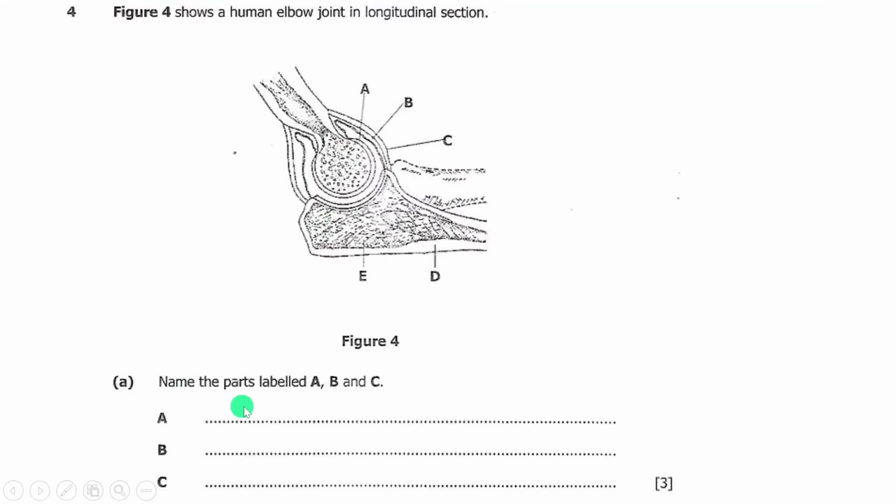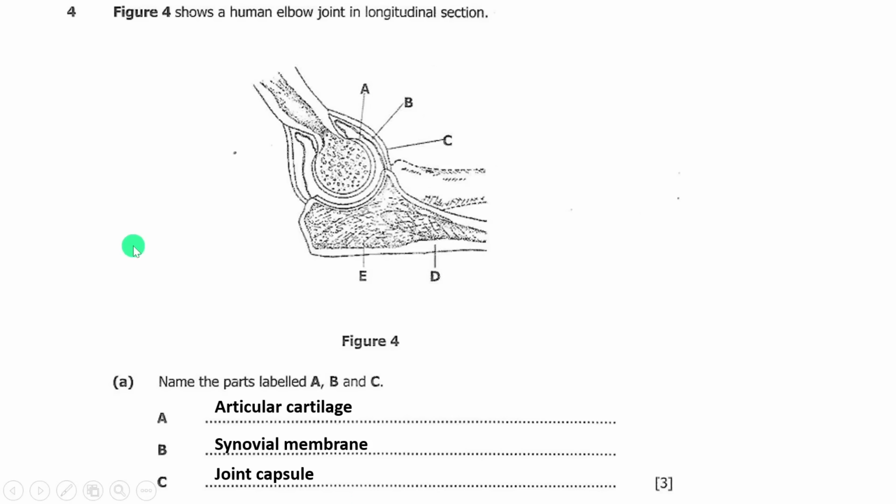So when they say name the parts labeled A, B, and C, this part A here is called the articular cartilage. Then this part labeled B there is called synovial membrane. Then this part here labeled C is called the joint capsule. I don't know how to pronounce this, guys. I don't know if it is capsule or capsule, but at least you can see it as it is there.